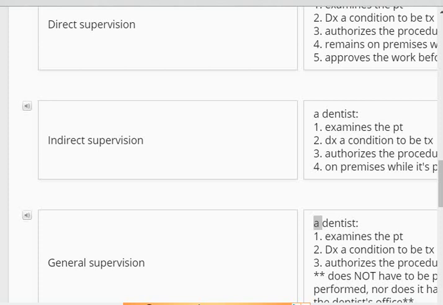General supervision: a dentist 1. examines the PT. 2. DX a condition to be TX. 3. Authorizes the procedure. Does not have to be present while it's performed, nor does it have to be performed at the dentist's office.